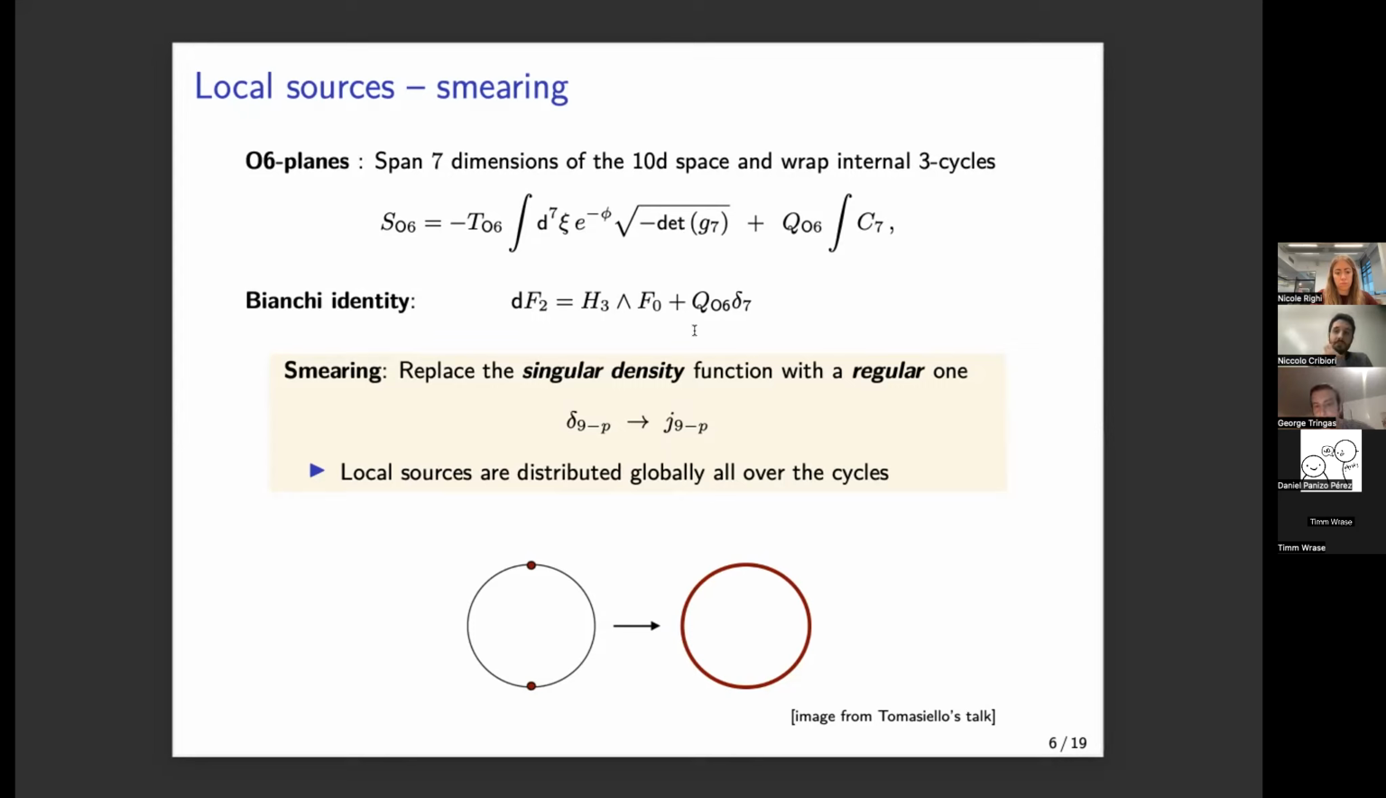In DGKT, but also in other compactifications, it's very common to replace the singular function with a regular function. I borrowed this picture from Thomas Van Riet's talk, which shows how the local sources are distributed globally over the cycles, instead of being locally distributed. How does this approximation affect our setup?